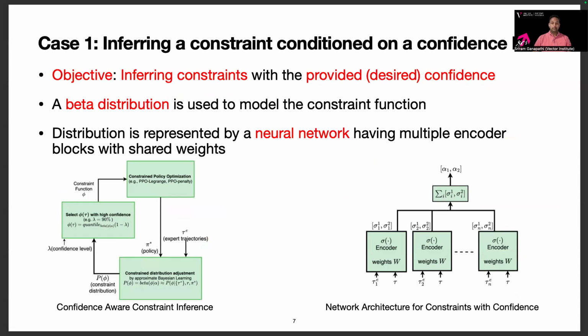In the first case, we study the problem of inferring a constraint conditioned on a provided confidence. Here, we use a beta distribution to model the constraint distribution. This is represented by a neural network having multiple encoded blocks with shared weights. The three steps involved in CAICRL are captured in the figure on the left, and the neural network architecture of the beta distribution is captured by the figure on the right.